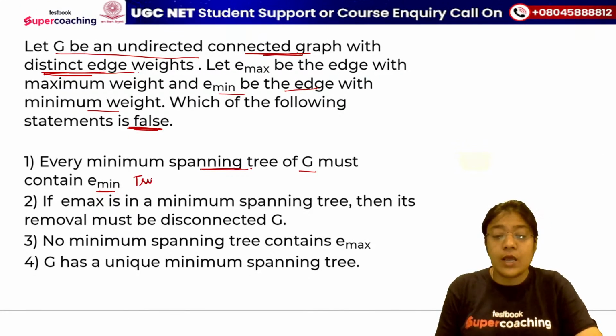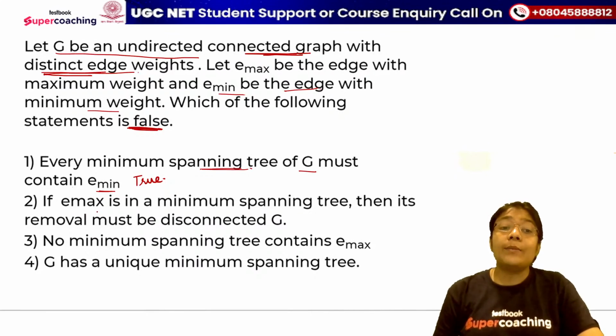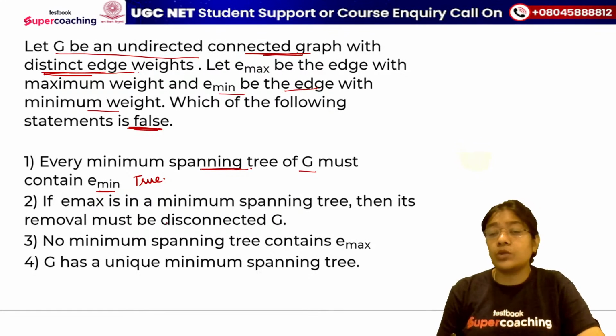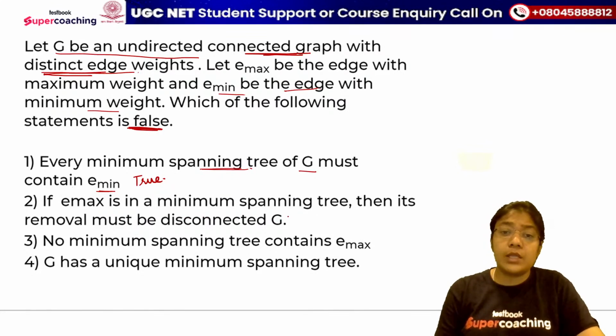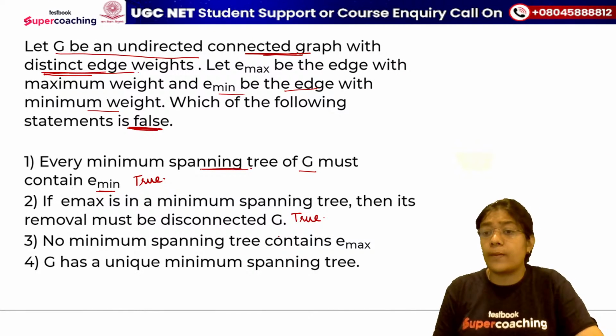सो दिस इज ट्रू. Next, if Emax is in a minimum spanning tree, then its removal must give a disconnected graph. Obviously, worst case में हम Emax को include कर रहे हैं, क्योंकि अगर आप Emax को include नहीं कर रहे हो तो हो सकता है आपके पास disconnected graph बन रहा हो. This statement is also true. इन सब के लिए हमने examples लिए हुए हैं. I don't know why still people are getting it wrong.